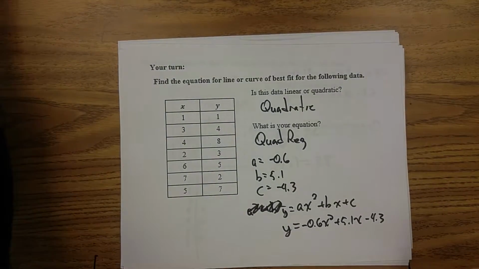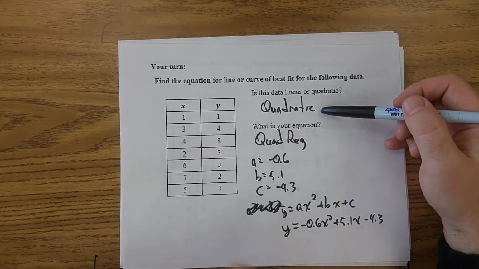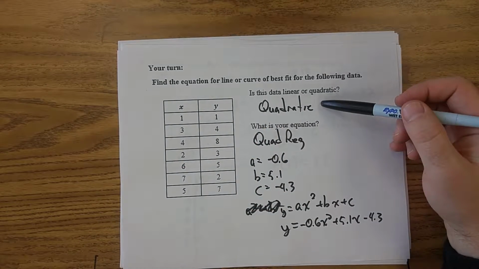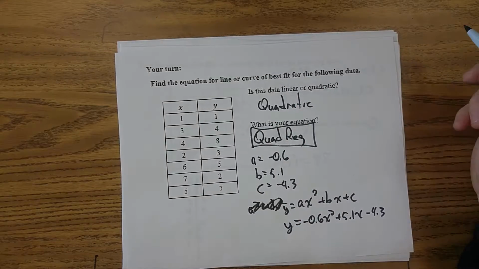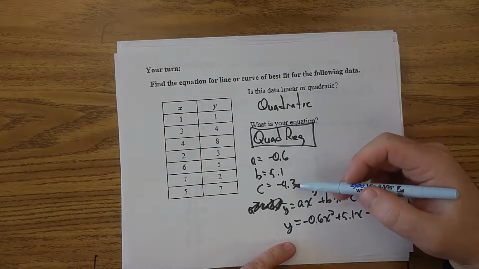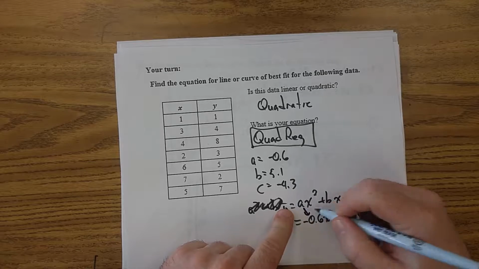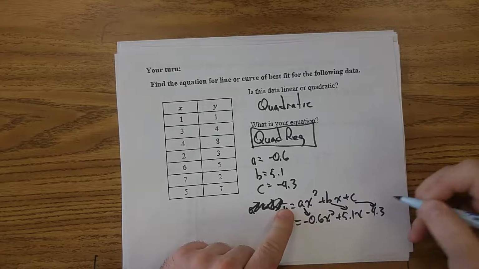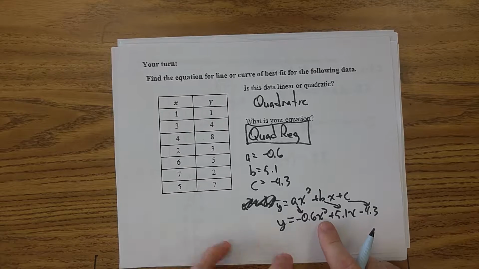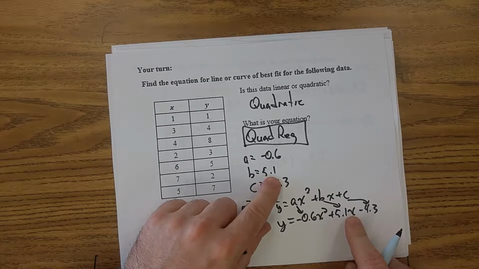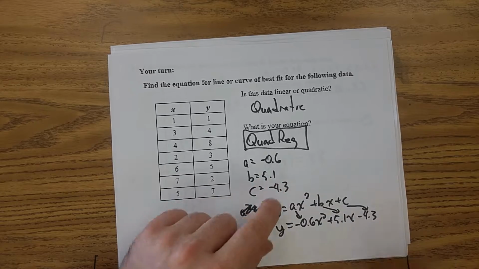Welcome back. So it is quadratic, obviously, because we're working on curves of best fit. We're going to use QuadReg. I just wrote that down to remind you. Found our A, B, and C, and then we've got to plug them into our formula. Negative 0.6 x squared plus 5.1 x minus 4.3.